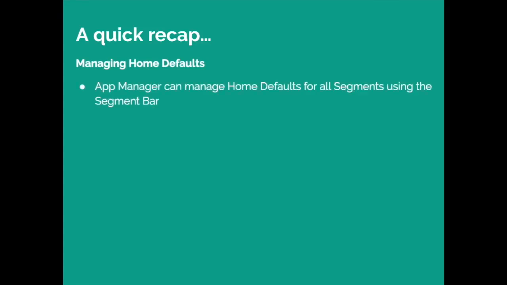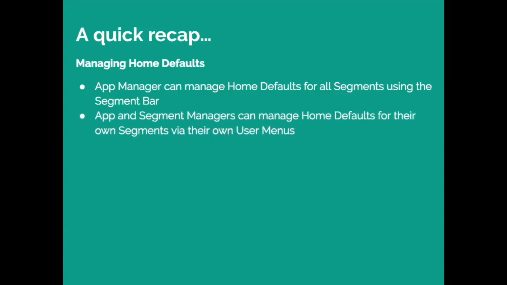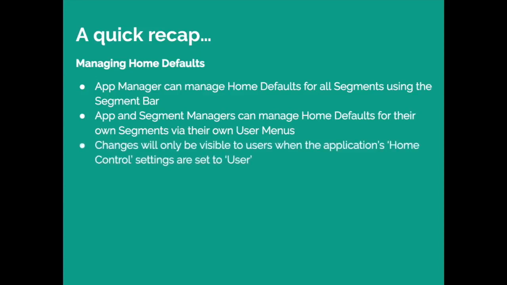Let's have a quick recap on what we've covered in this video. We've looked at managing home defaults. So an app manager can manage home defaults for all segments using the segment bar. App and segment managers can manage home defaults for their own segments via their own user menus. Changes will only be visible to users when the application's home control settings are set to user.